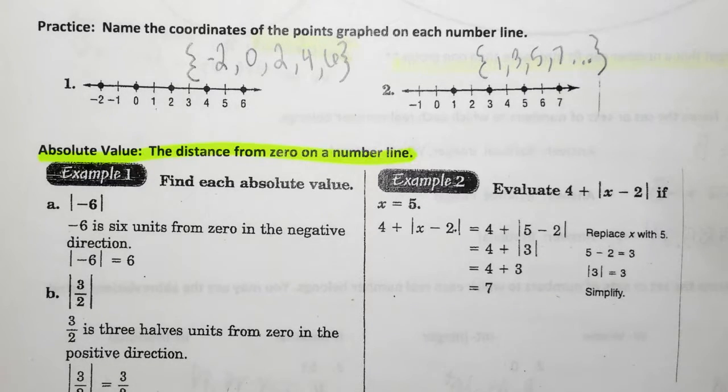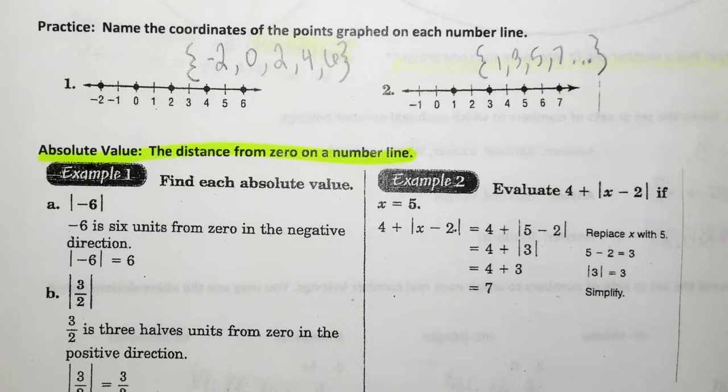Okay, so for example, if I have -7, how far away is -7 from 0? How many units? 7. What if I have -8.5? How far is -8.5 from 0? 8.5. Okay, we just make it positive.